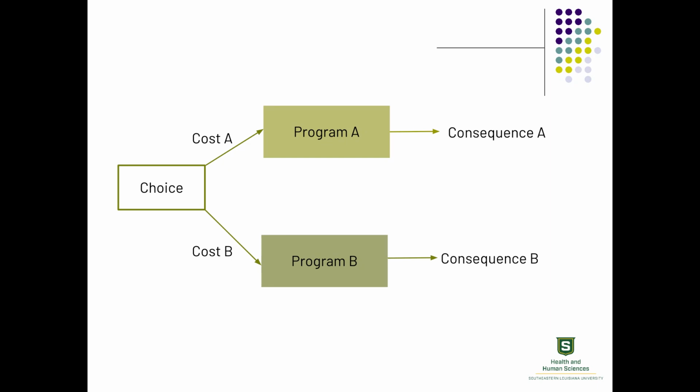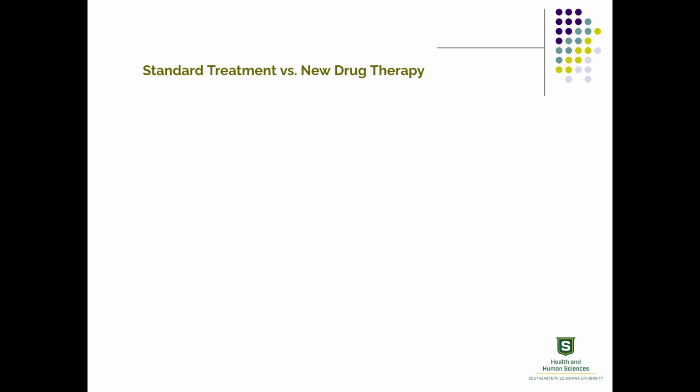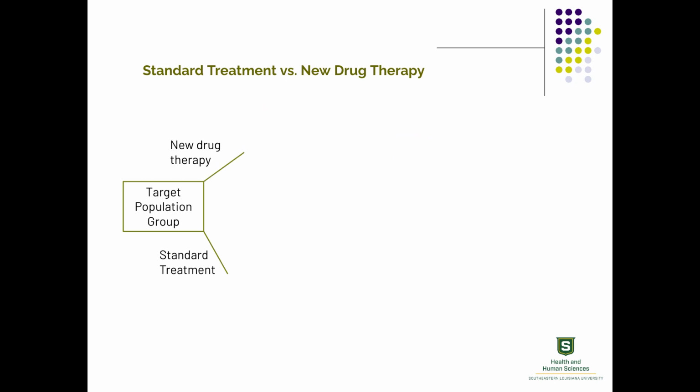So let's use an example that is a bit less abstract. Let's say we have a target population group that we're trying to provide treatments to. We could either go with our standard treatment, something that we've been using all this while, or we could introduce a new drug therapy. In order to decide which of the two to go with, we need to look at the costs.